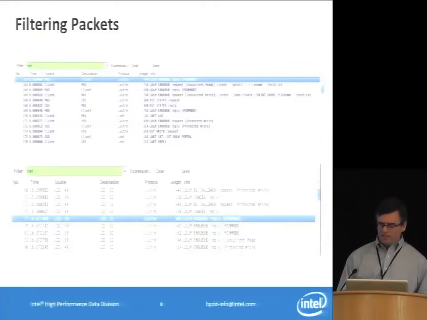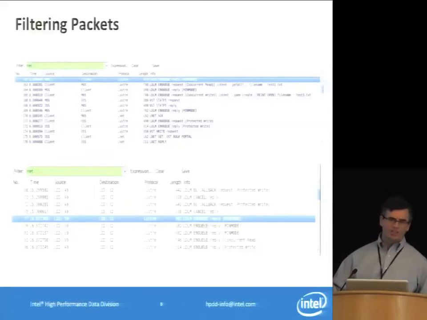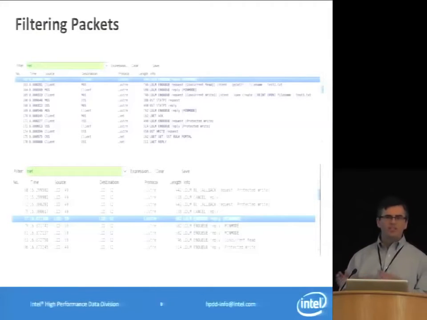You can do more advanced things with the filter field by typing in the name of a protocol, dot the name of a field within that protocol, and then an expression like equal to a value, greater than a value, less than a value, what have you. You can also do ands and ors. It uses a very C-like syntax for doing filtering.